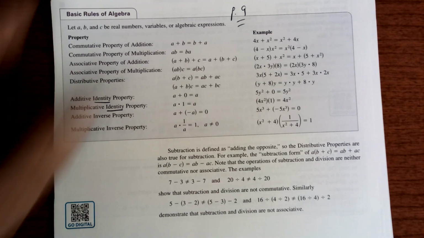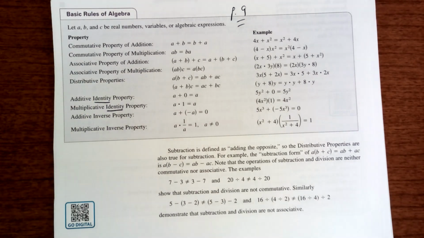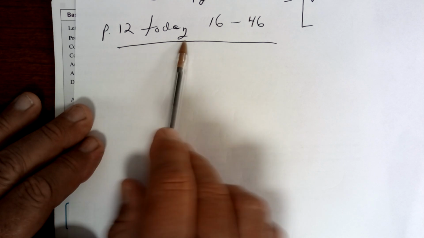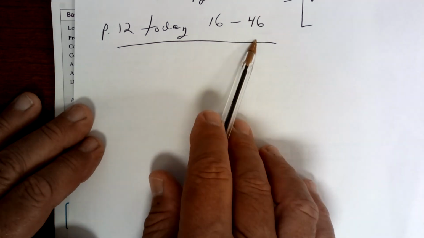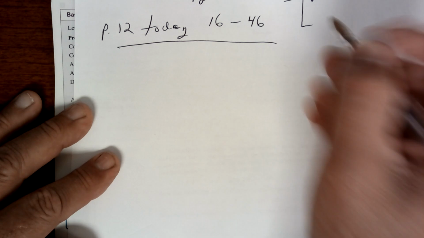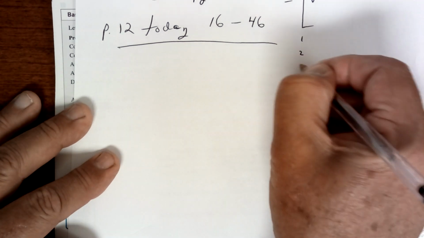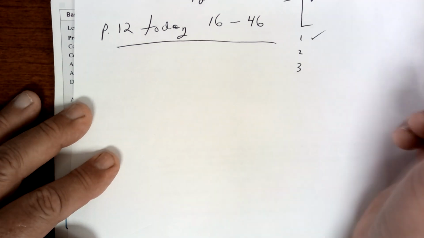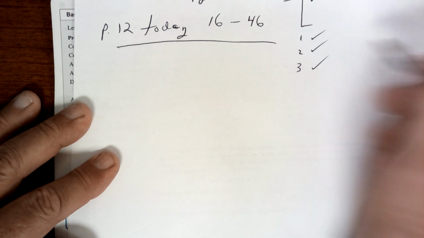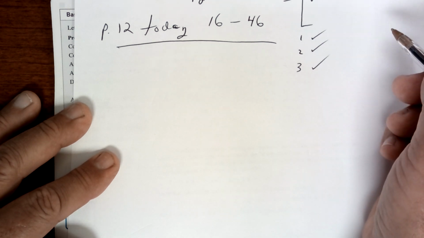Today you're going to do some work. Write this down. Page 12, 16 through 46. Make sure you copy the problems, show some work, and check your answers. 3 things. 1, 2, 3. Copy the problems, show work, check answers. Do you need to check all of them? No, but there it is.